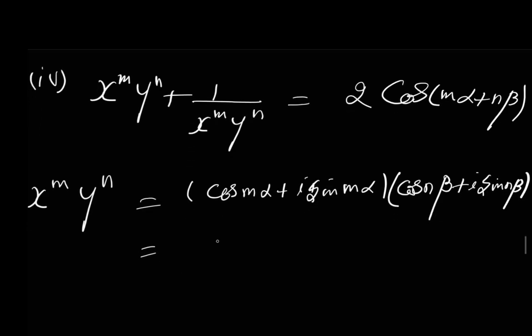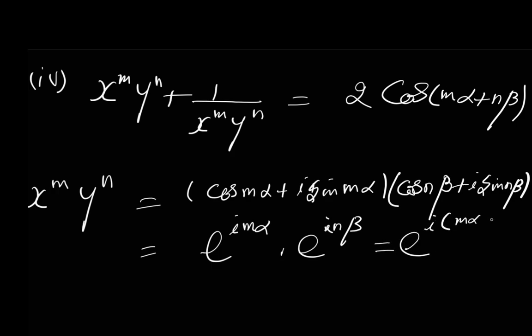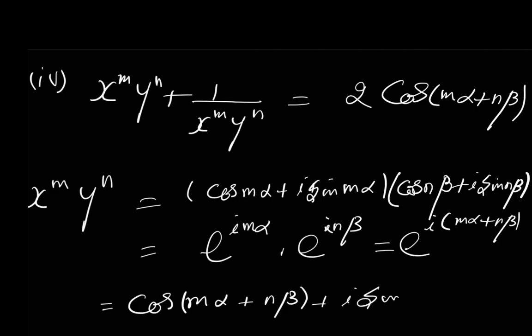This is equal to e power i m alpha into e power i n beta. So just we are adding the indices: e power i (m alpha plus n beta). This is equal to cos of (m alpha plus n beta) plus i sin (m alpha plus n beta).